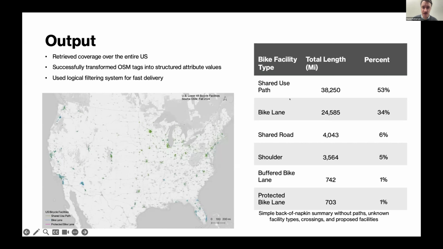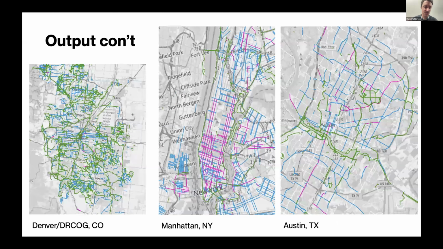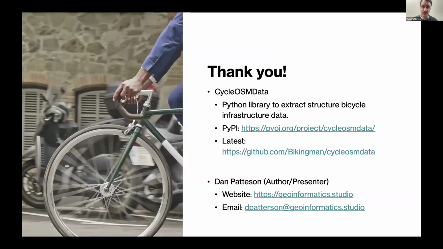I think I'm reaching time, but you can see here, that was the US. You can see San Francisco, Madison, Austin, Texas, Manhattan, the Denver DRCOG area. But that's it. It's a Python library. It's up at PyPI. You can see the GitHub repository, and you can reach out to me anytime.